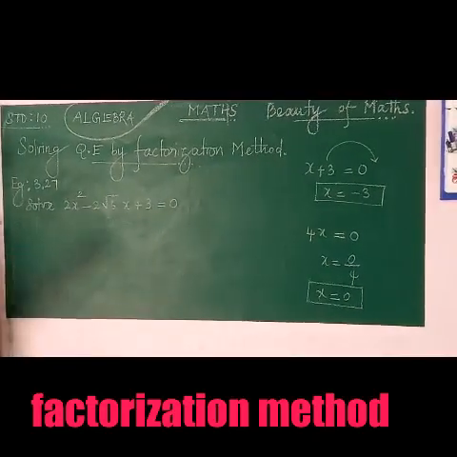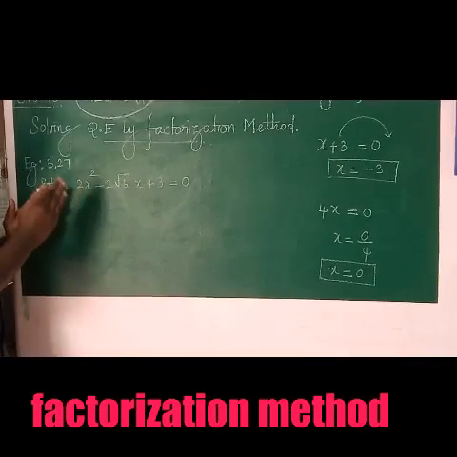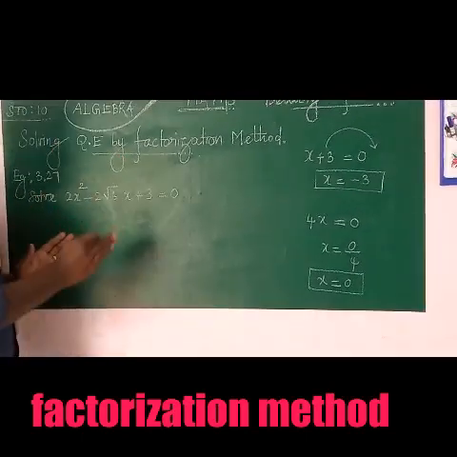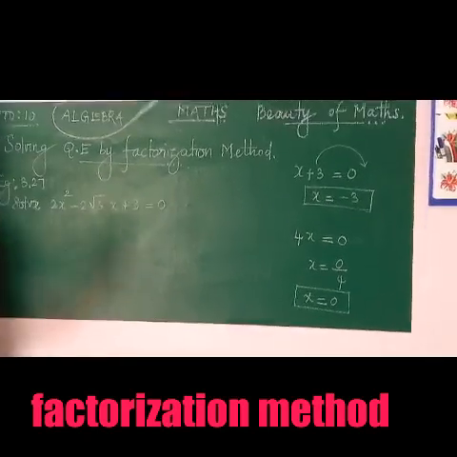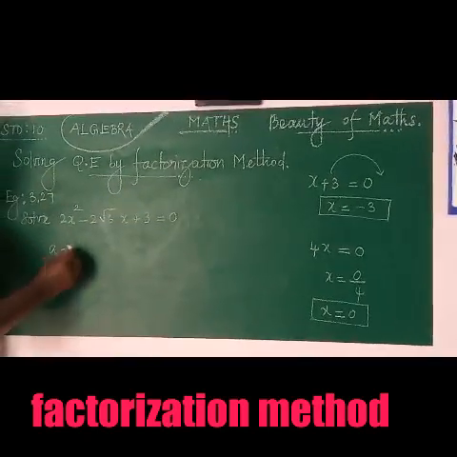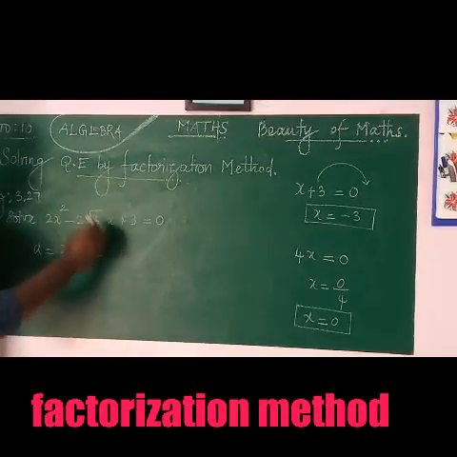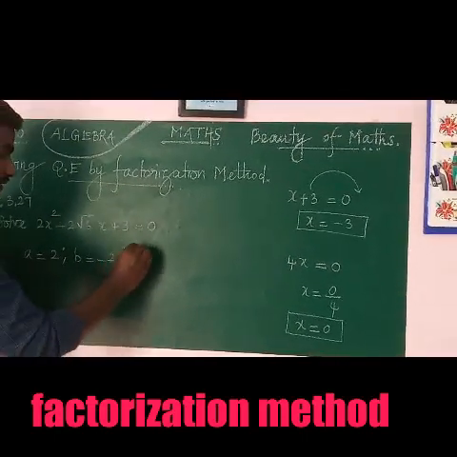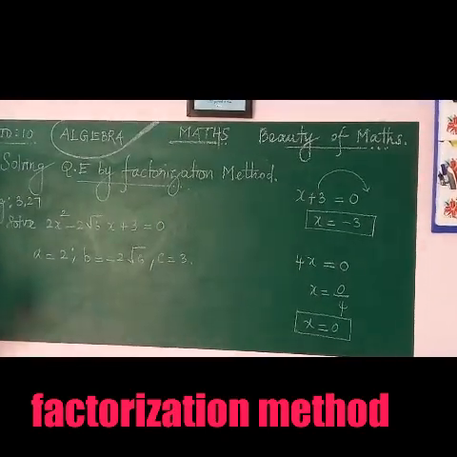In the last class we discussed the I division method. First we verify whether it is in the standard form or not, ax square plus bx plus c equal to 0. Yes. So a is equal to 2, and b is equal to the coefficient of x, that is minus 2 root 6, and c is equal to 3. It is in the standard form.